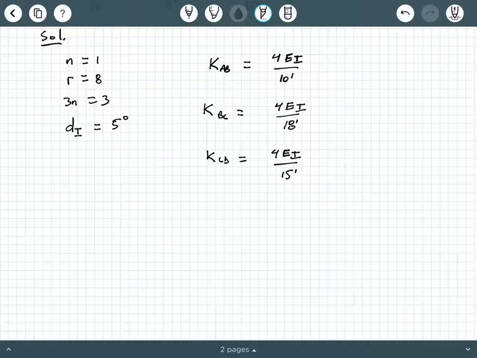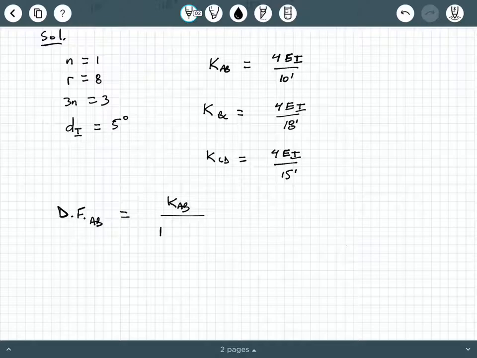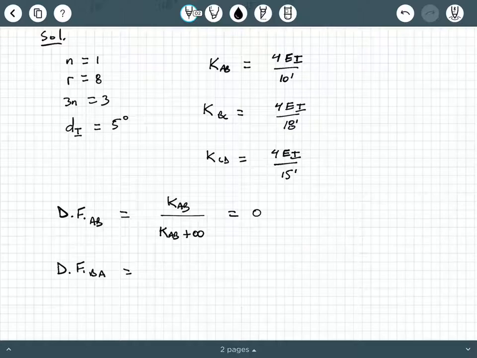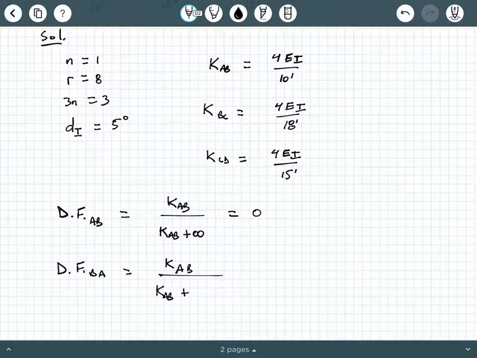So how many distribution factors are there per span? Well, there's always 2 distribution factors per span. So we're going to have a distribution factor called DF AB, all right? And that's going to be KAB divided by KAB plus infinity. So that should be a distribution factor of 0. And then we're going to have a distribution factor for BA. So we're looking at the joint B, but we're still in the span AB.